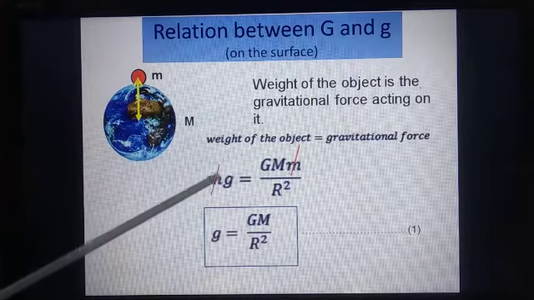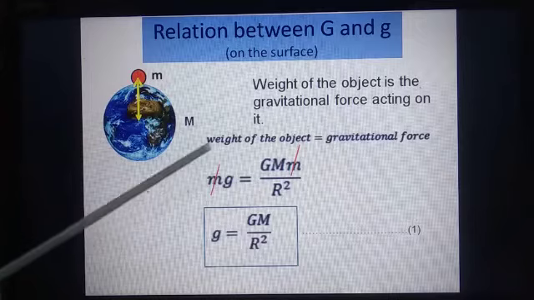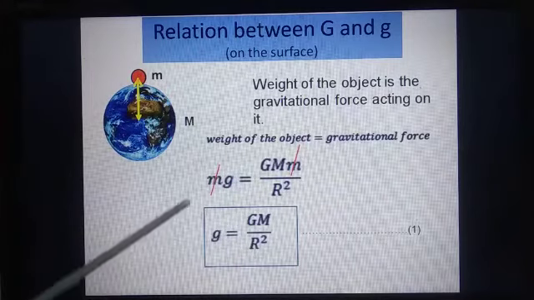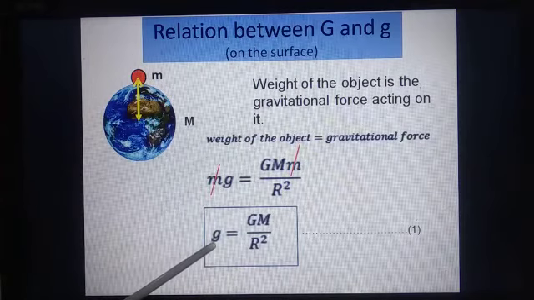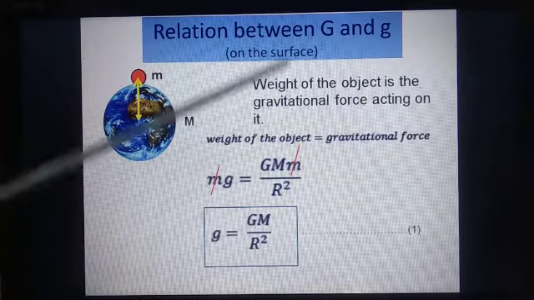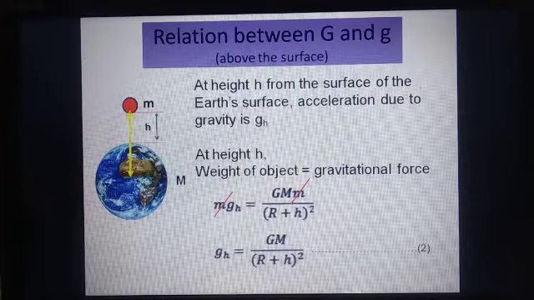Now the weight equals mg, and we put the formula for the gravitational force here. Mm gets cancelled, then the formula for the acceleration due to gravity is small g equals GM upon r square. This is the relation between the gravitational constant and acceleration due to gravity on the surface of earth.